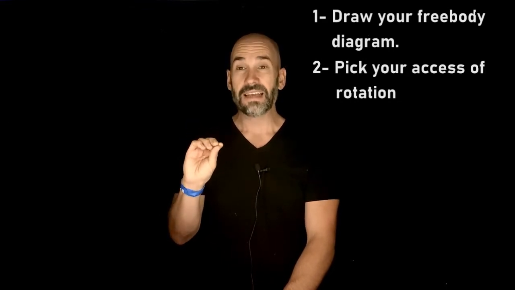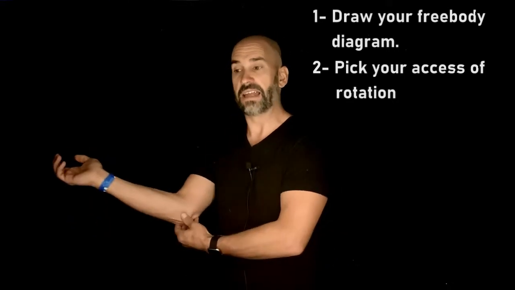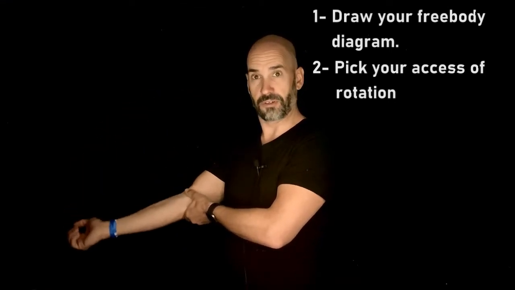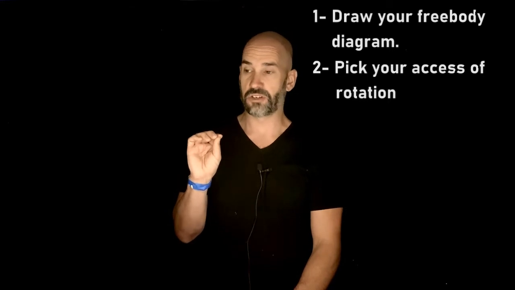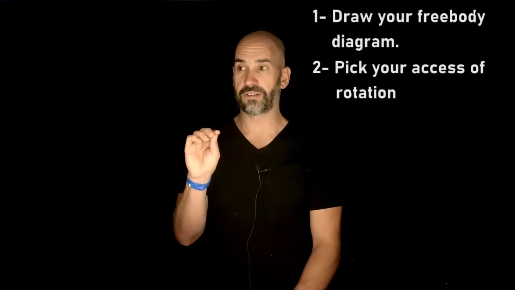Step 2, you want to pick your axis of rotation. This is very, very key. Technically, we could pick any axis of rotation, although there are a few caveats. In most cases, it makes the most sense to pick an axis of rotation that is actually fixed, the point that something is going to rotate around. In the case of a joint, that's very obvious. The other caveat is that it's helpful to pick an axis of rotation that already has a force acting on it.